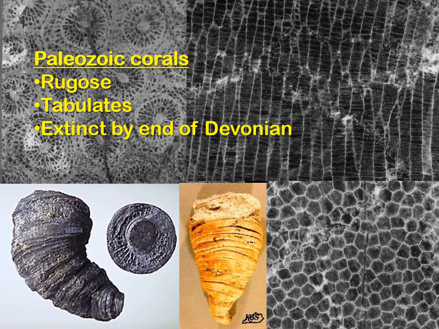So we still have our rugose and tabulate corals in the Silurian and the Devonian, but by the end of the Devonian, they've pretty much gone extinct. Going into the Mississippian period, we have lost our Paleozoic corals, our tabulates and the rugosans. However, the ones we do have can still tell us quite a lot.